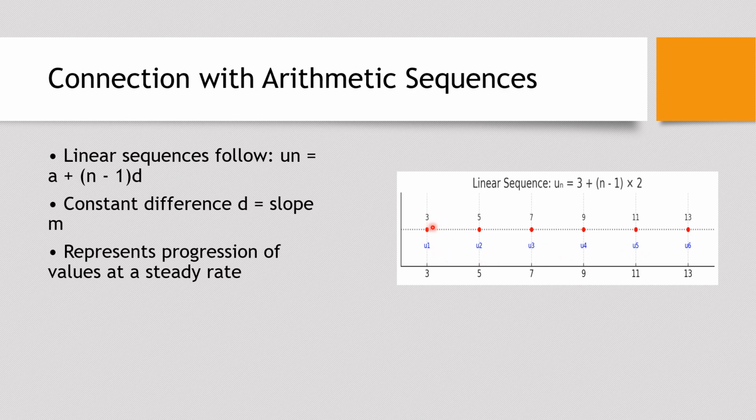The sequence is 3, 5, 7, 9, 11, and 13. Good. So the constant rate of change in this sequence is 2, because 5 minus 3 is 2, 7 minus 5 is 2, 9 minus 7 is 2, and so on. That is the reason why a linear function or an arithmetic sequence is in the form of a linear function.